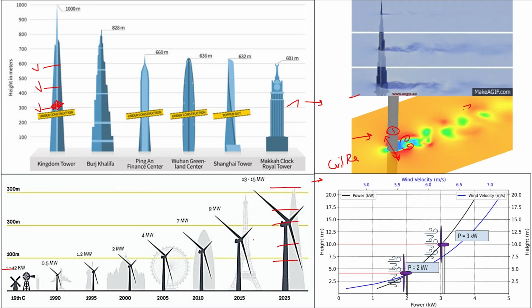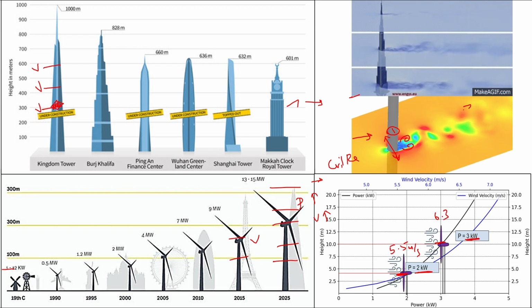So at every height we should know what the velocity is, because depending upon the velocity, the power output will vary. Here you see this wind turbine's approximate velocity will be around 5.5 or 6 meters per second. Further, we are getting 2 kilowatts power output. Similarly, this wind turbine may be at 6.3 meters per second, and the power output is increased to 3 kilowatts. So as the velocity increases, the power output also increases.